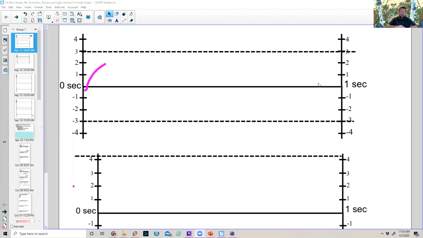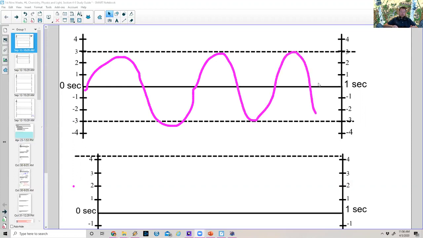So I'm going to go all the way up, then down. That's 1 wave, 2 waves. Oh, it's going to look bad. 3 waves right there. That is exactly 3 waves in 1 second. So 3 waves.